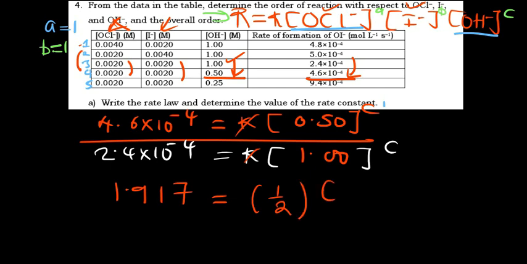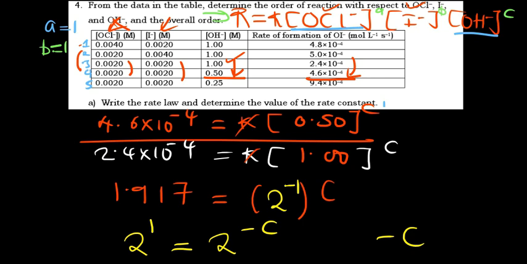That's the power C. Now I said 1 over 2 is the same as 2 to the power negative 1. So 1.9, we want to deal with all numbers here. So let's take that as a 2, considering experimental errors. And then that will be 2 to the power negative C. So negative C can be equated to 1. And then C becomes negative 1. So C therefore is equal to negative 1.